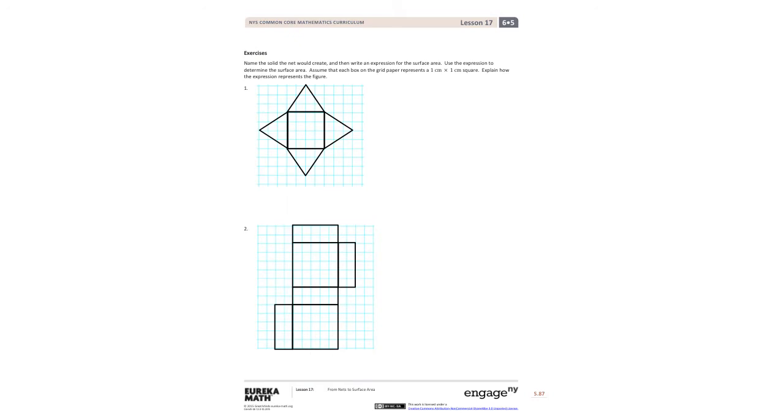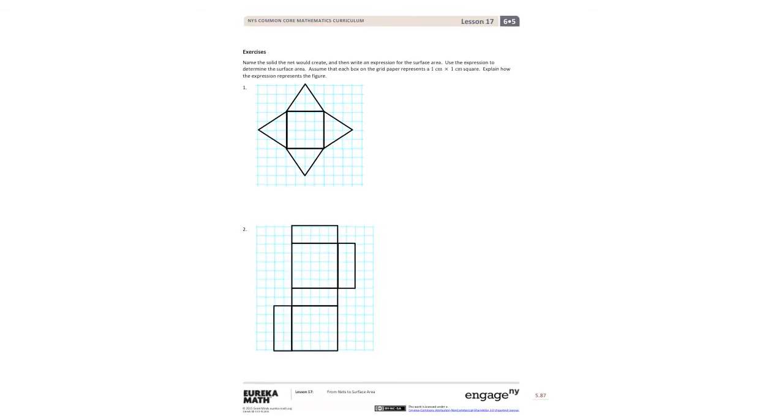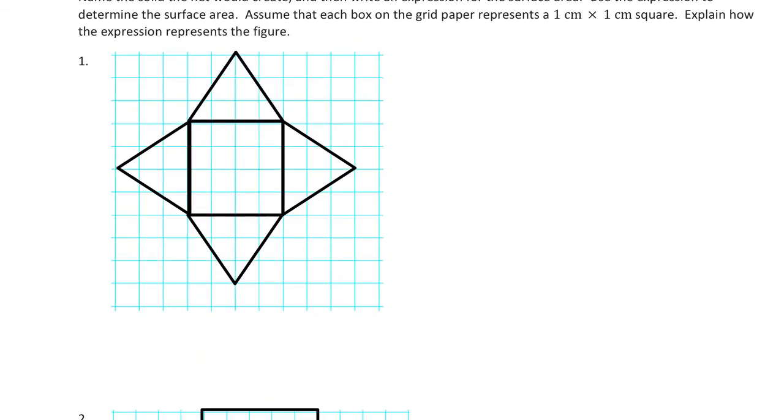Okay, our figures here today are drawn on graph paper. They've already been flattened out, so we have our nets, and our directions for the 4 problems in this section are to name the solid it would create, then write an expression for the surface area, and then use that to determine the surface area. And then it tells us to assume each box on the grid paper represents 1 centimeter square. So that tells us that our measurement is going to be in centimeters.